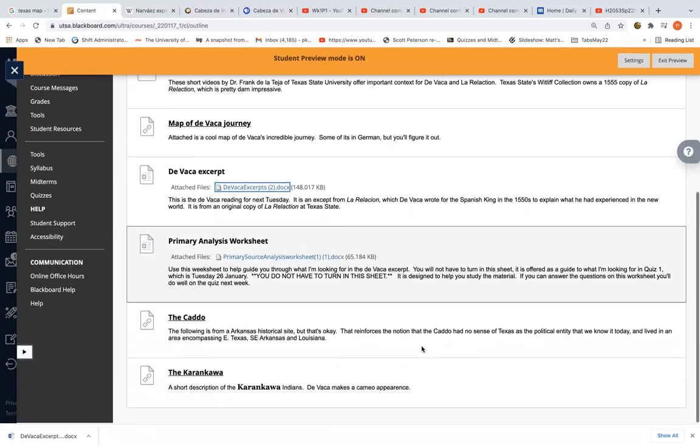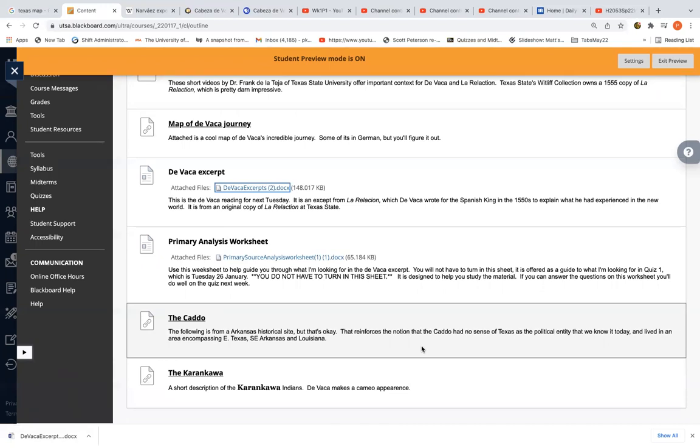The last two items in the week 1 module discuss two of the significant Texas Indian groups that existed here in the 1520s. Remember, in the 1520s, there's no idea of Texas. There's no Texas imaginary. There's no map of Texas. There's no sense of Texas. Texas doesn't exist at all. It's not bordered in the way that we understand it in any way, shape, or form.